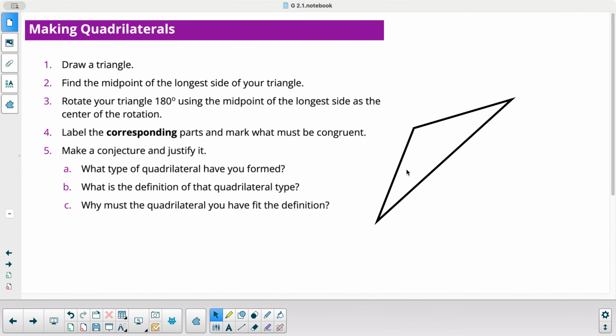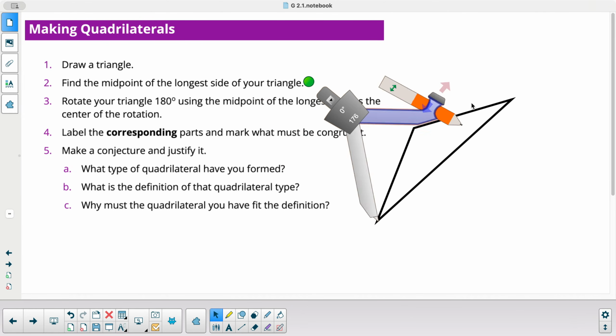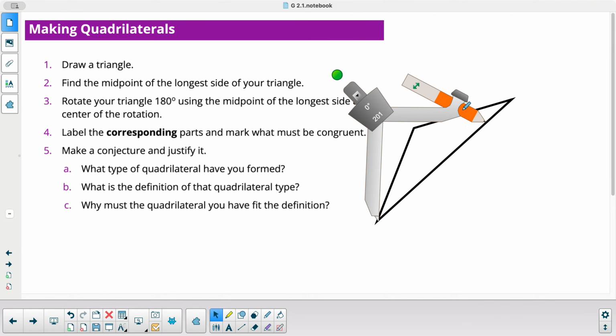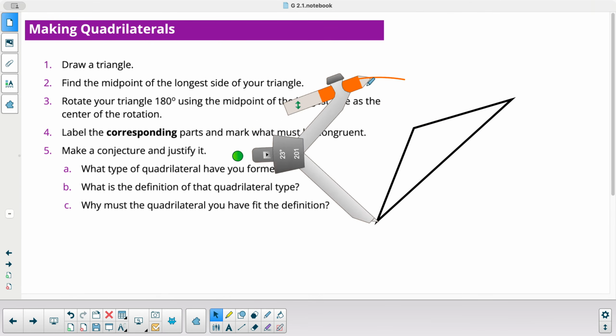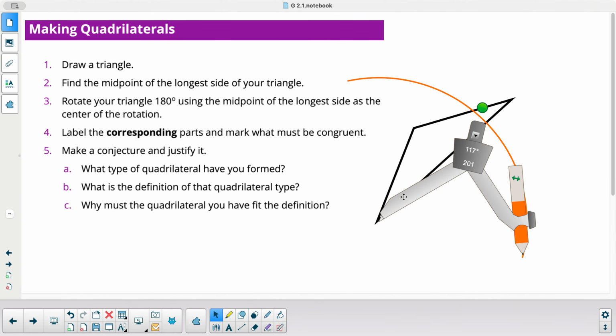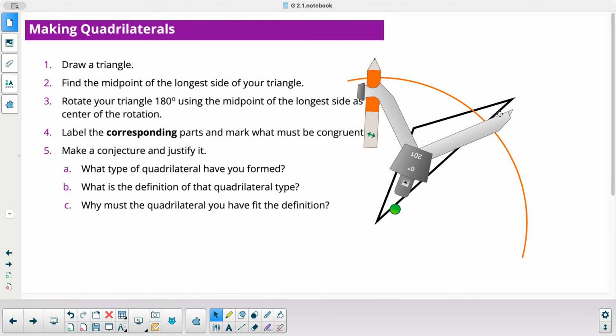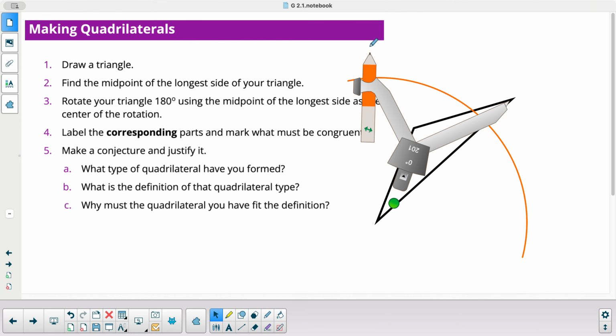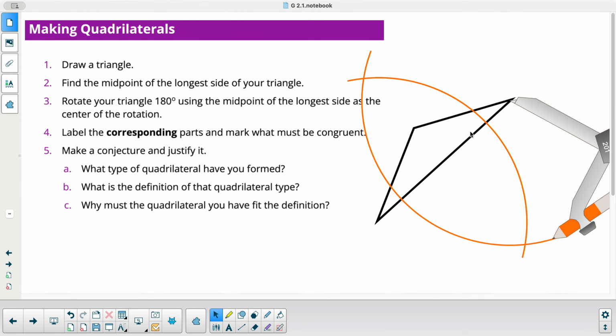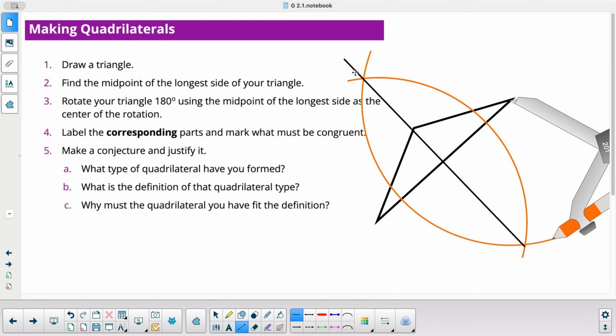All right, draw a triangle. I already did that. Find the midpoint of the longest side. So let me get my compass out. Let's find a perpendicular bisector here. So I'm just going to open it up bigger than halfway. And then I move it over here. And then wherever that line here intersects, that's my midpoint. All right, so I'll mark it right here.